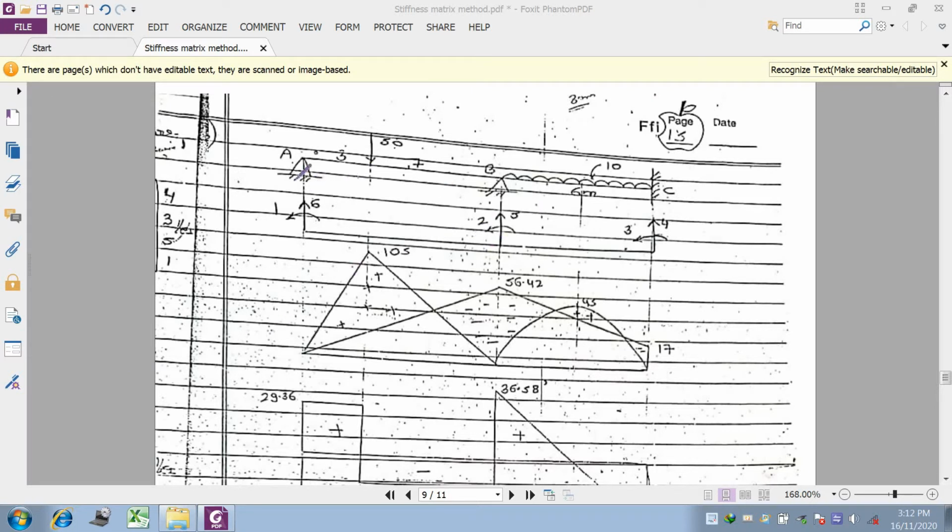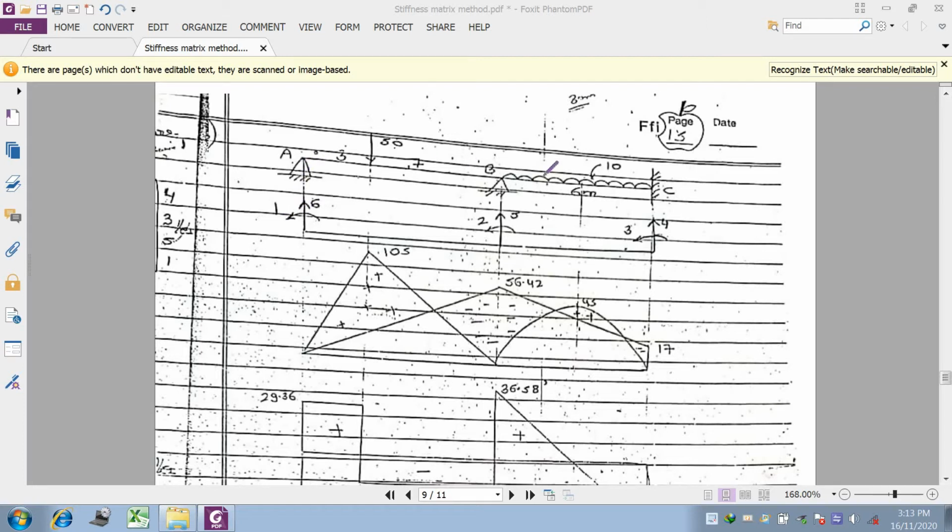First of all, as shown on the screen, this is a continuous beam where C is a fixed support, whereas A and B are the supports. Initially we have to write the unknown degrees of freedom, then the known degrees of freedom. First of all we have to start marking the symbols from the unknown.